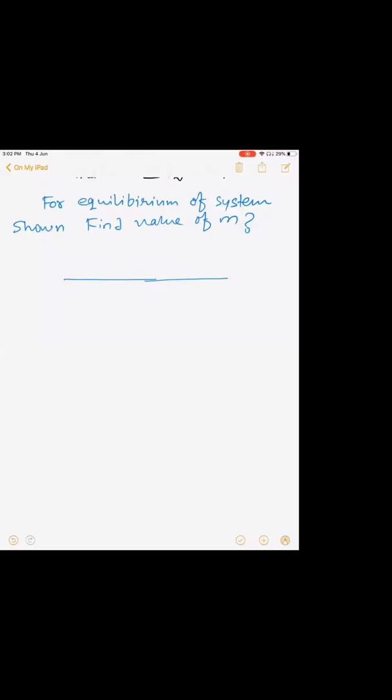System is like this. This is a support. This distance is L. There we have a 12 kg ball. There we have a mass M at a distance L, and we have a 3 kg mass at a distance 3L by 2 from here. Find value of M.